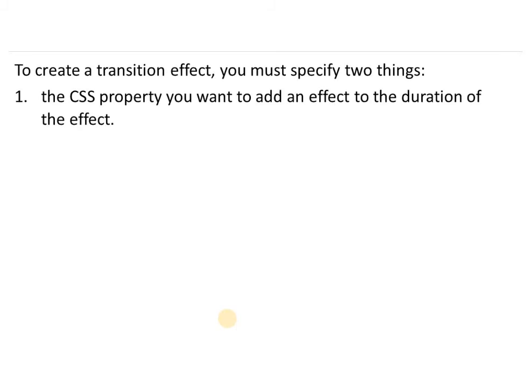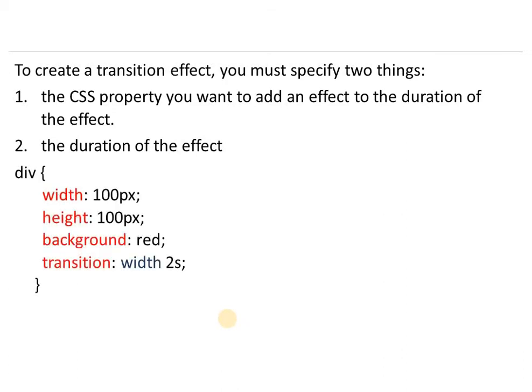Whenever you want to apply a transition effect, you need two things. The first is the CSS property that you want to add an effect to, and the second is the duration of the effect. For example, let's say I want to set a transition for the width of a div tag. That means you have to choose the particular attribute on which you want to apply the effect, and the duration of the effect.